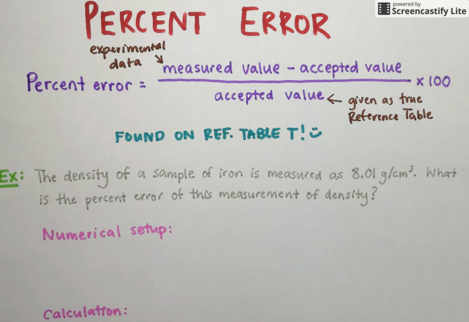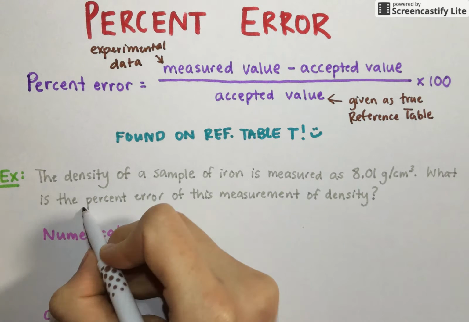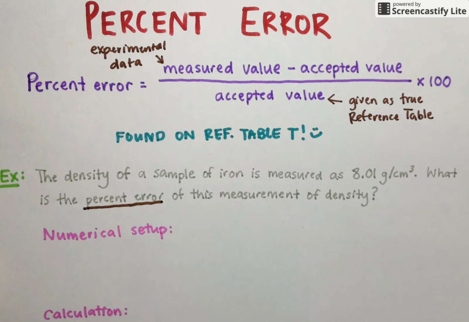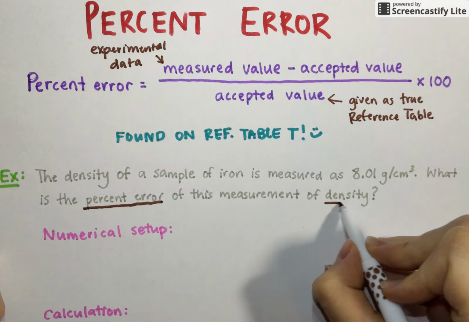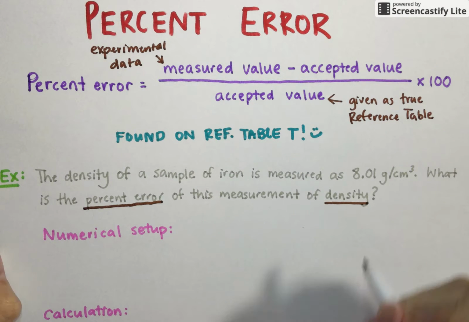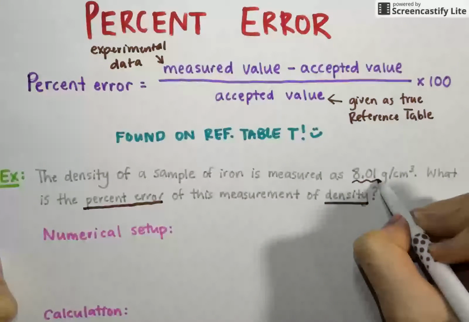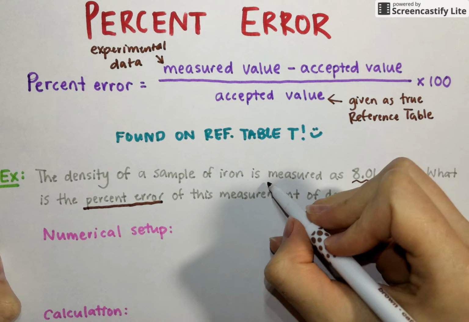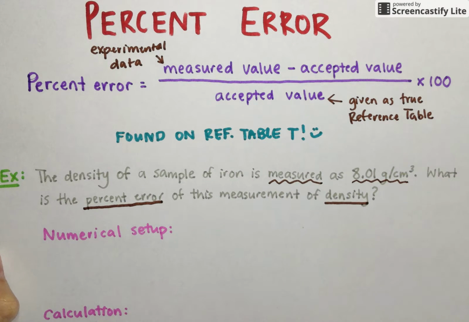So in this particular problem that I've got for you in gray, the density of a sample of iron is measured as 8.01 grams per centimeter cubed. I want to know the percent error of this measurement of density. So I see automatically that I'm trying to calculate percent error of a density measurement, and I'm given a particular measurement of density that was measured experimentally.